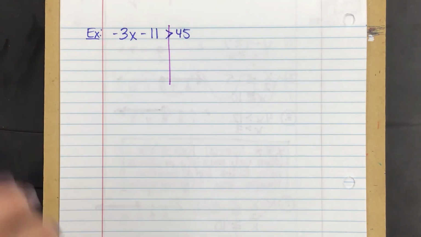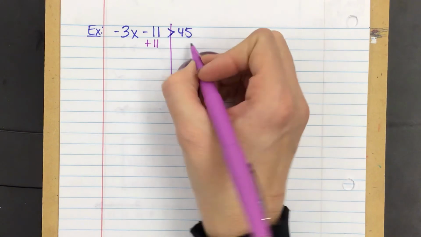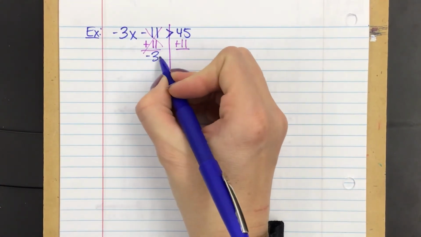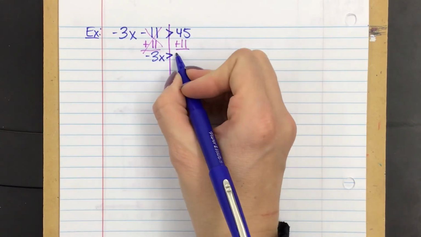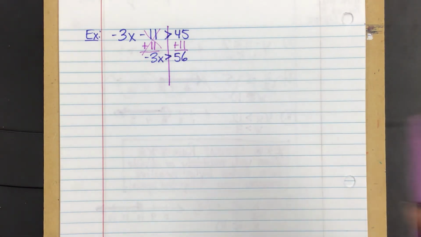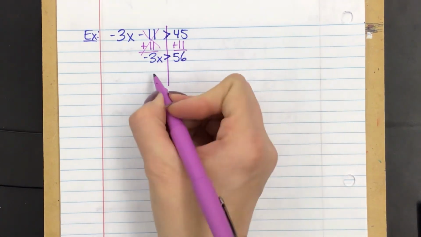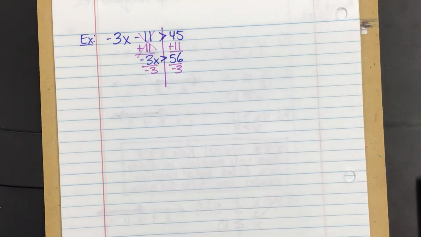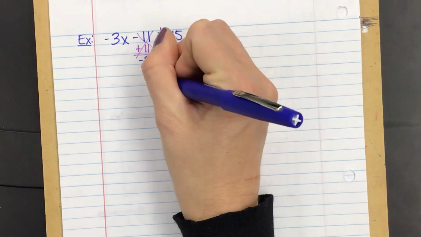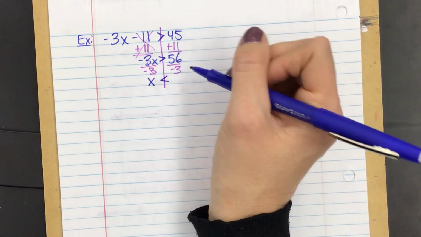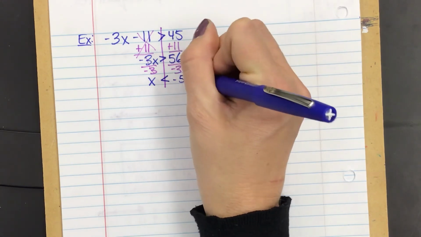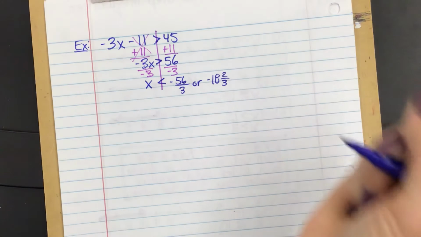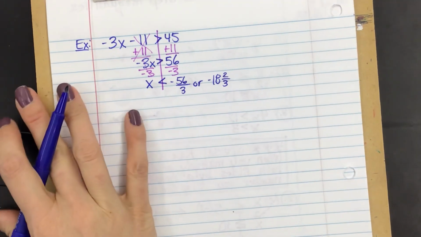All right. So just like in our equations, I'm going to add 11 to both sides. And we're left with negative 3x is greater than 56. And then the opposite of multiplying by negative 3 is dividing by negative 3. So I'm going to do that here and here. Now, I just divided both sides by a negative, so what do I need to do? Flip it. So this is going to be x is less than. Now, I already know from experience this is not going to go in evenly. So I can leave it as negative 56 thirds. Or if you want to switch it to a mixed number, you could do negative 18 and 2/3. Okay. I don't think there's any weird ones like that on the answer checker tonight.